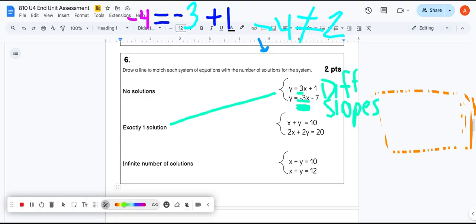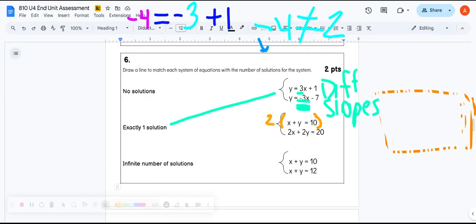Now moving on to the next one here, I see I have x plus y equals 10 and 2x plus 2y equals 20. If I were to multiply this entire equation by 2, I know x times 2 is 2x, 2 times y is 2y, and 2 times 10 is 20. I now see that those two equations are equivalent to each other, and they can be made to look identical. If the slope is the same and the y-intercepts are the same, I know I have infinitely many solutions.